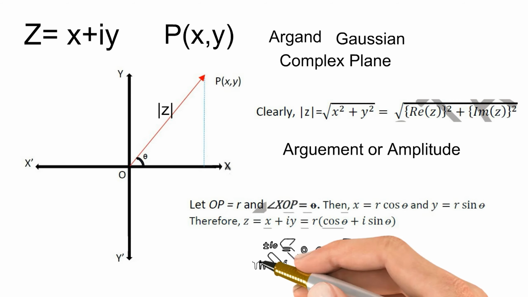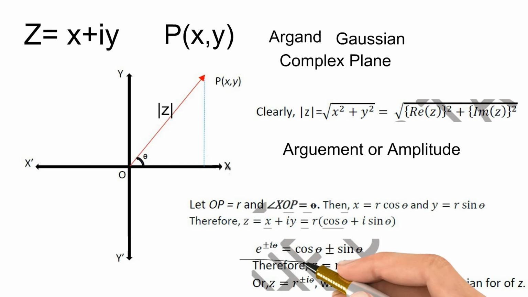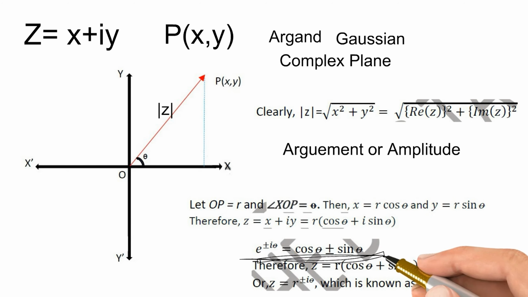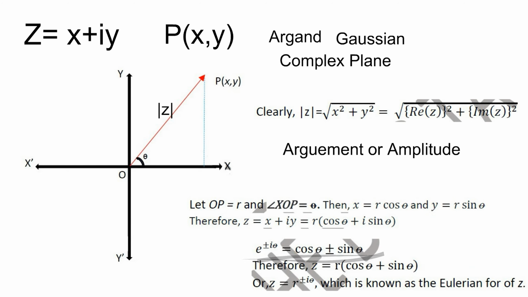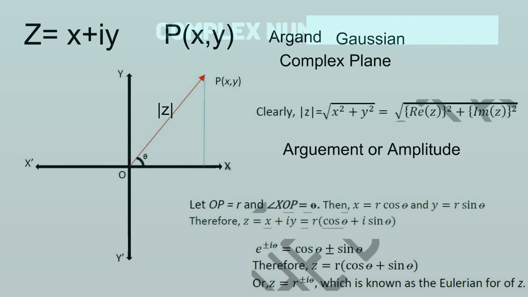Euler's notation: e to the power plus minus i theta equals cos theta plus minus i sin theta. Therefore, z equals r into cos theta plus i sin theta, or z equals r e to the power i theta, which is known as the Eulerian form of z.